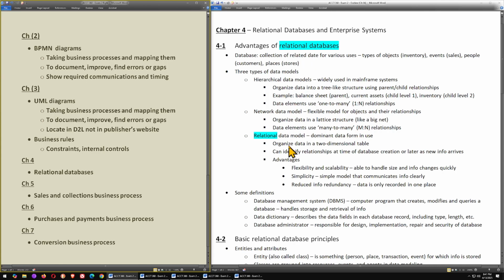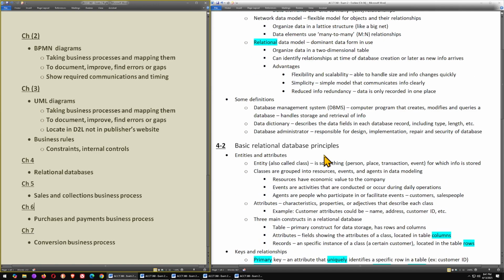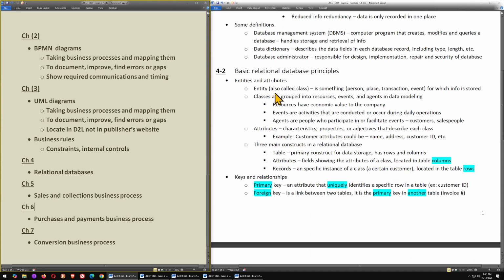There are different types. The one that we're looking at is a relational database. It's the dominant one. They are organized in 2-dimensional tables. There are some definitions, some basic principles, where you've got classes and attributes. Just remember, a record in a relational database is the row. That's like each individual customer, right? Each individual customer has its own row. The columns in these tables are the attributes.